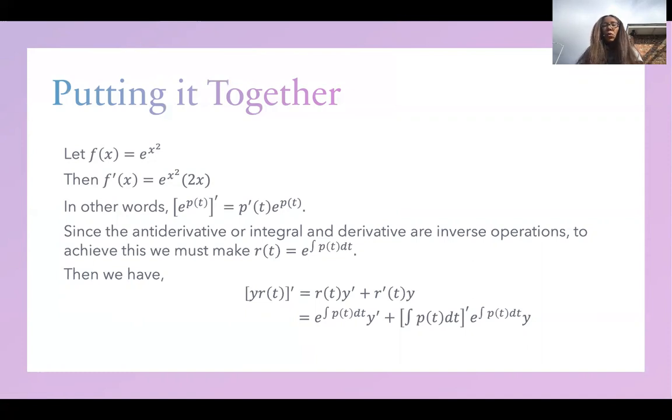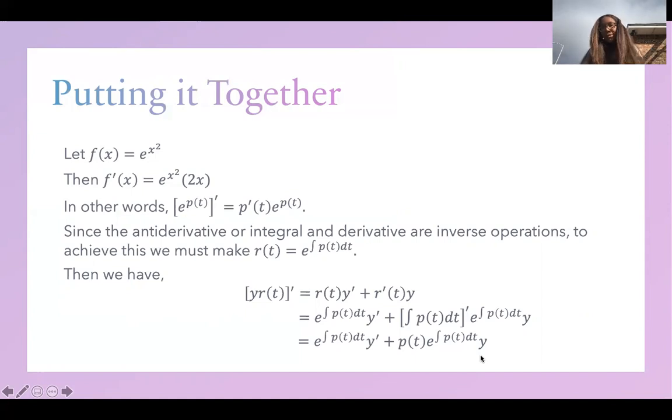Well, we have the first function, r of t, which is e to the integral, times the derivative of the second, y prime, plus now we have the derivative of r of t. Well, what is that going to be? We take the exponent, and we take the derivative of that. But the derivative of the integral is just going to give us p of t. And so that gives us exactly what we want: r of t y prime plus p of t r of t y.